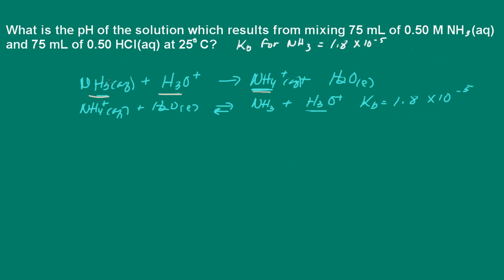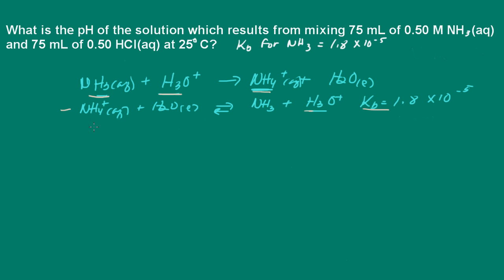So when the ammonia reacts with the hydrochloric acid, since we have equal amounts, then all of the ammonia is going to react, and we're just going to be left with this aqueous ammonium ion solution. So I've written the equation for that right here. We have ammonium ion in water, and it's going to dissociate somewhat into ammonia and hydronium ion. And here's the Kb for that reaction.